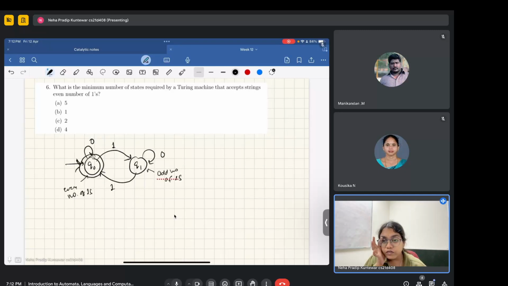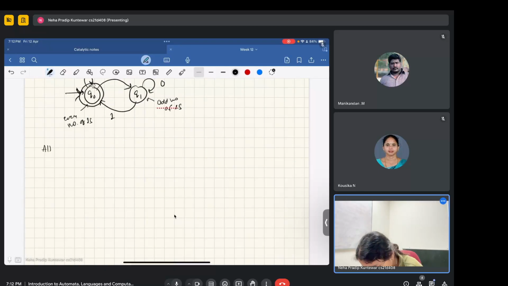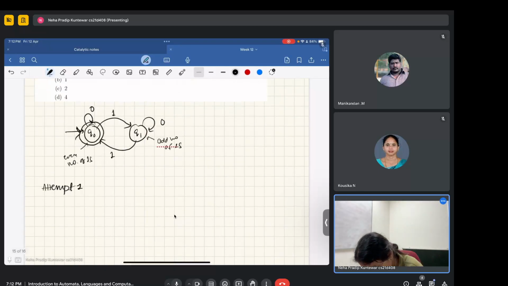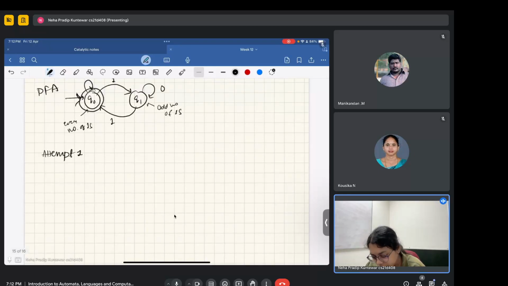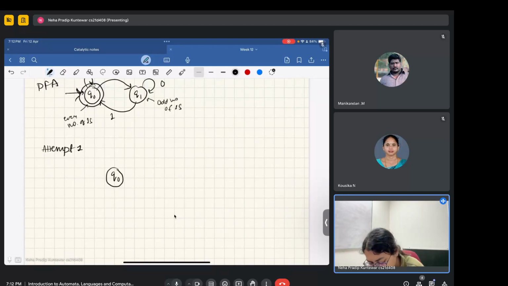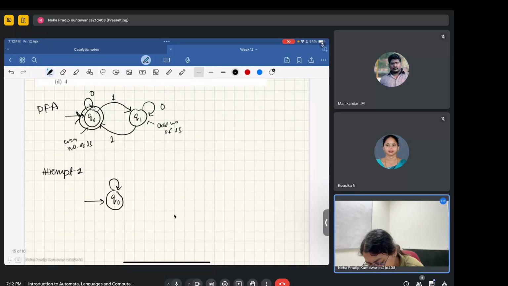But now for Turing machines, if we modify this, let's say attempt 1. So this is a DFA, and we modify it as follows. Q0 is the start state of the Turing machine. If it sees a 0, let's say it writes 0 and goes to the right. Then if it sees a 1, it writes 1 on the tape and goes to the right, and similarly for the other state: 0 goes to the right, 1 goes to the right.